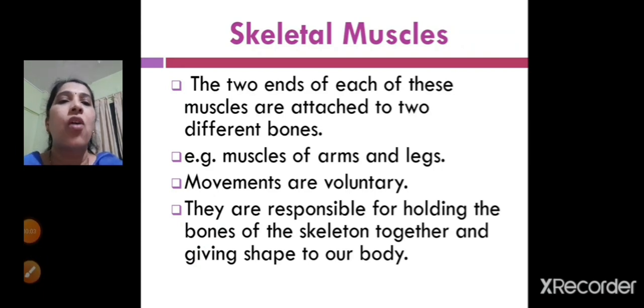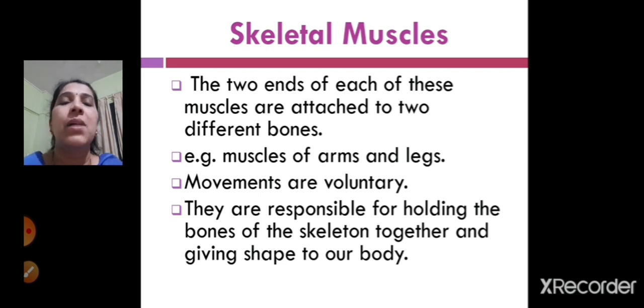The two ends of each of these muscles are attached to two different bones. For example, the muscles of the arms and legs. We had just seen, children, that these movements are voluntary. They are responsible for holding the bones of the skeleton together and giving shape to our body.